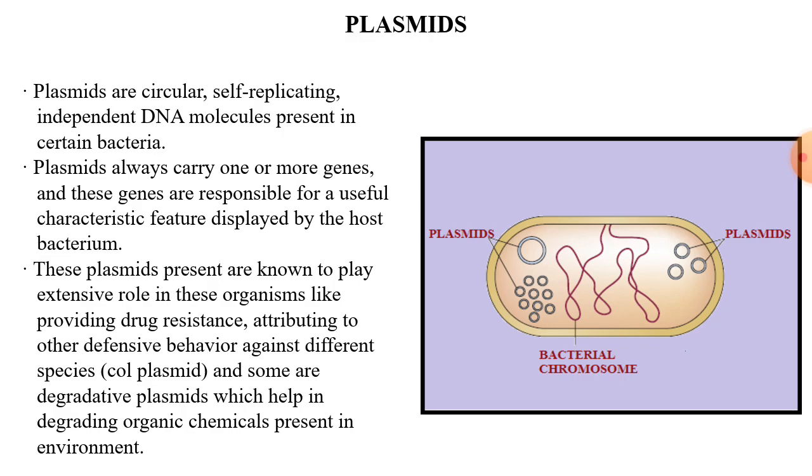Plasmids are known to carry one or more genes that are of special attribution to the plasmid. They are not necessary for the normal survival of bacteria, but they attribute special characteristics like antibiotic resistance or defense against other bacteria, playing a major role in degrading certain organic chemicals, and likewise many other qualities.